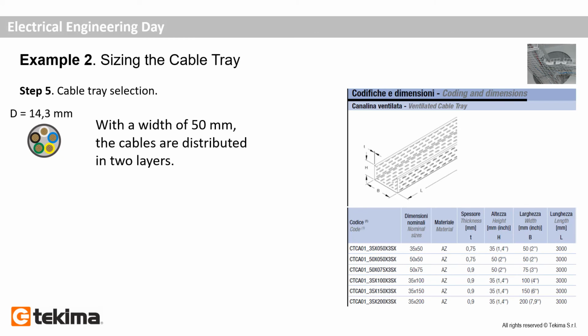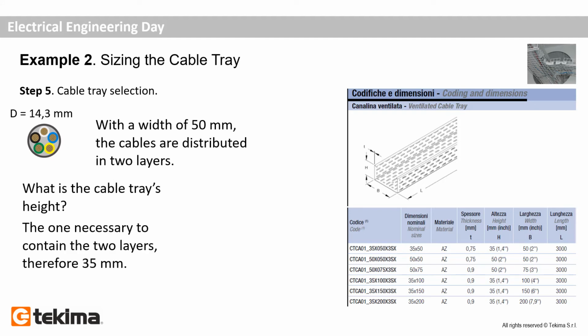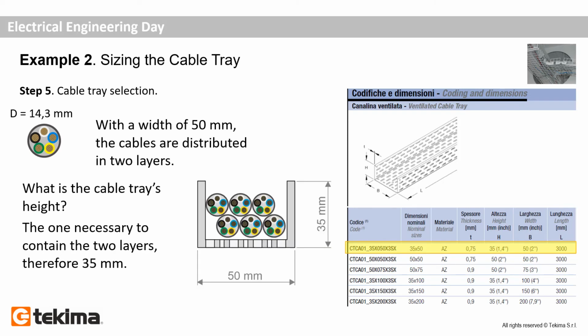So let's find the product in the technical catalog of Tekima. The cable will be distributed in 2 layers, which means that the height of the cable tray has to be at least 35 millimeter, and the final solution will be a cable tray 35 millimeter height, 50 millimeter width.